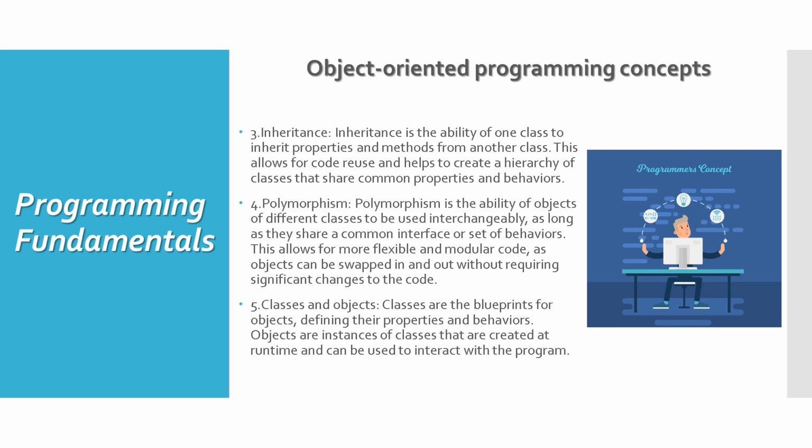4. Polymorphism. Polymorphism is the ability of objects of different classes to be used interchangeably, as long as they share a common interface or set of behaviors. This allows for more flexible and modular code, as objects can be swapped in and out without requiring significant changes to the code. 5. Classes and objects.